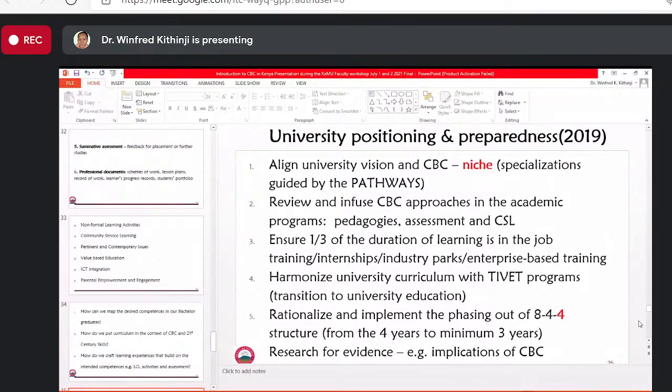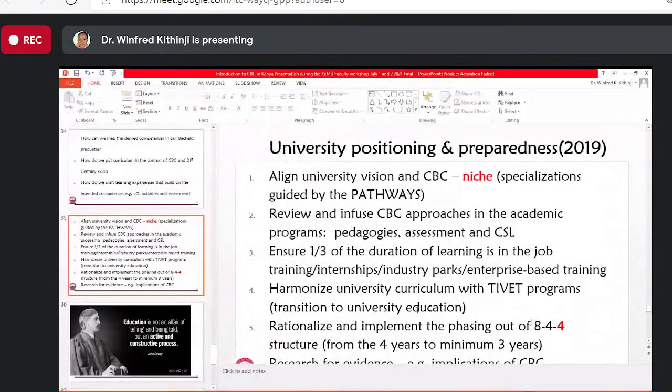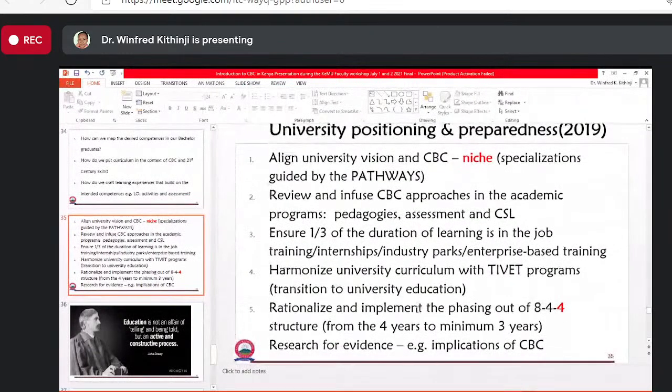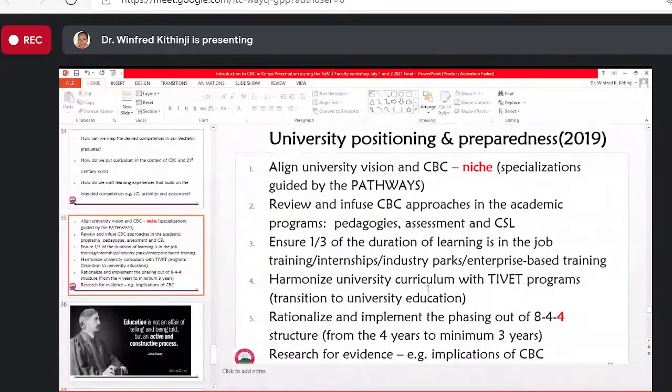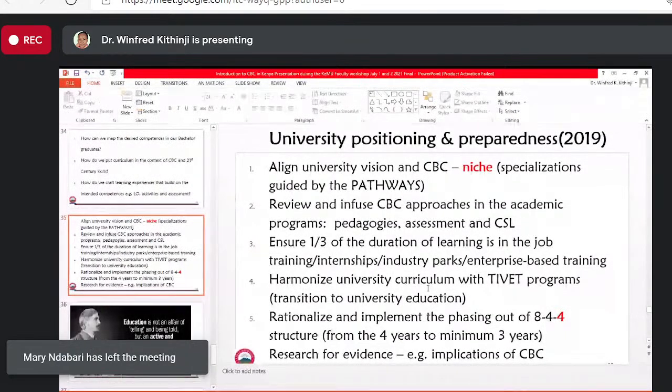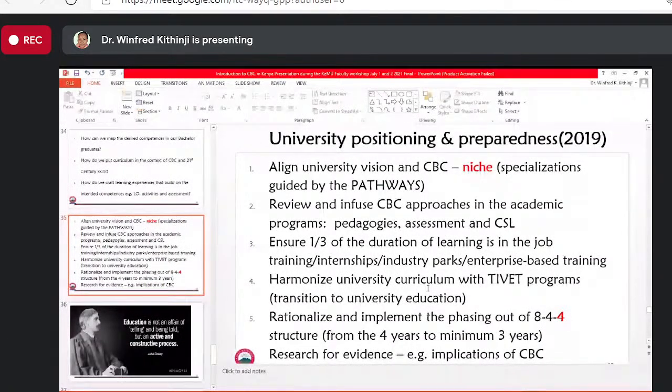as we align our programs. In the interest of this workshop, I have a few things. Some were mentioned by the DVC. One, of course, for us as a university is to find out what is our vision as a university, so that using our vision, then we can see the specialities that we are going to pick. The pathways, you saw there are many, they are different. So what can be our strength in the CBC? Remember our vision, then the niche that we can capture in the CBC pathways that we have.